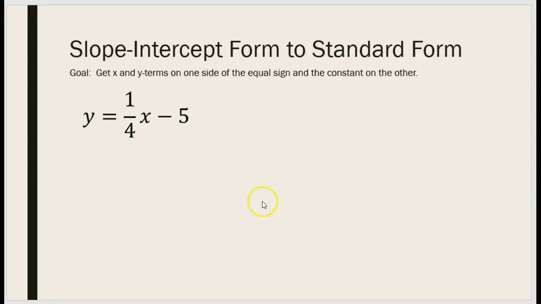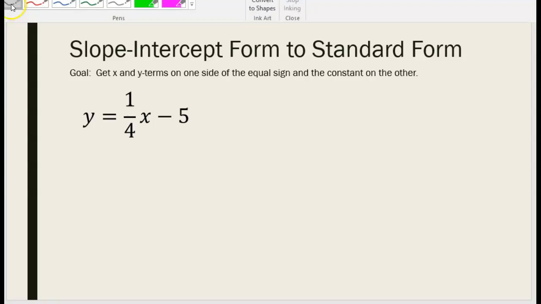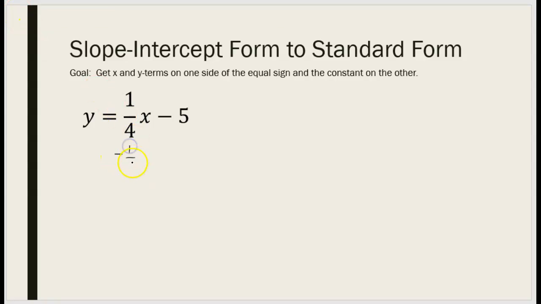Here is another one, and this one obviously looks just a little bit different because we have a fraction in front of the x, but I think we're going to start off the same way here, okay? So I want to get my x term on the same side as the y, so it needs to move over to the left. Right now these two are being subtracted, so this can be tricky, but here's the thing. This negative is applying to the 5. It's the 5 that's being subtracted. The 1/4 x is actually positive.